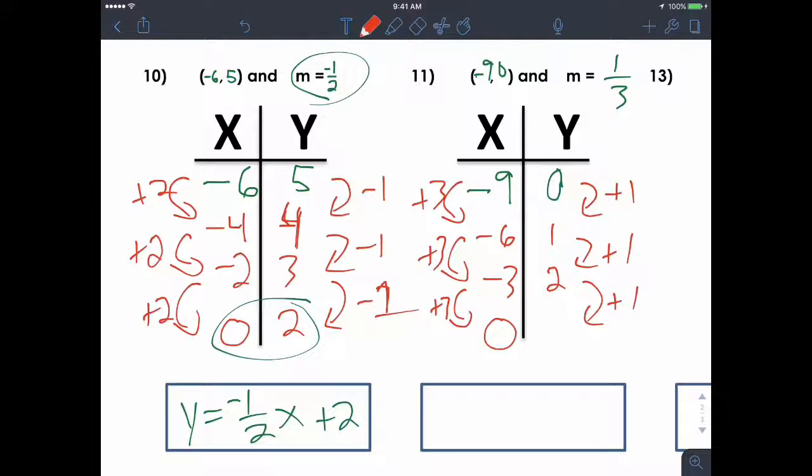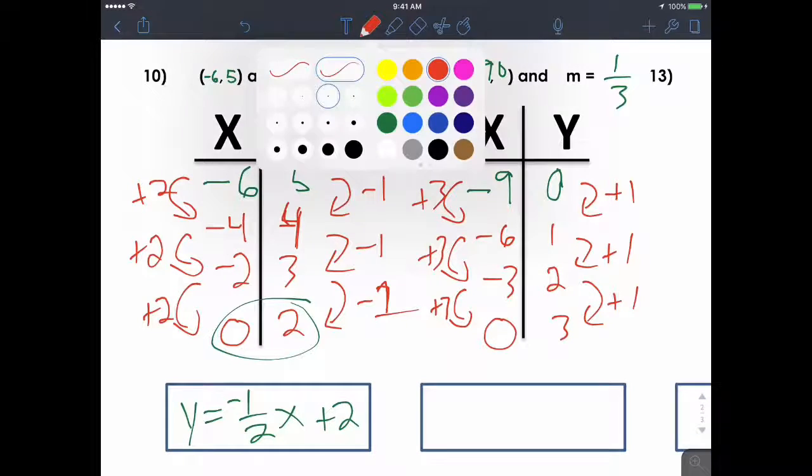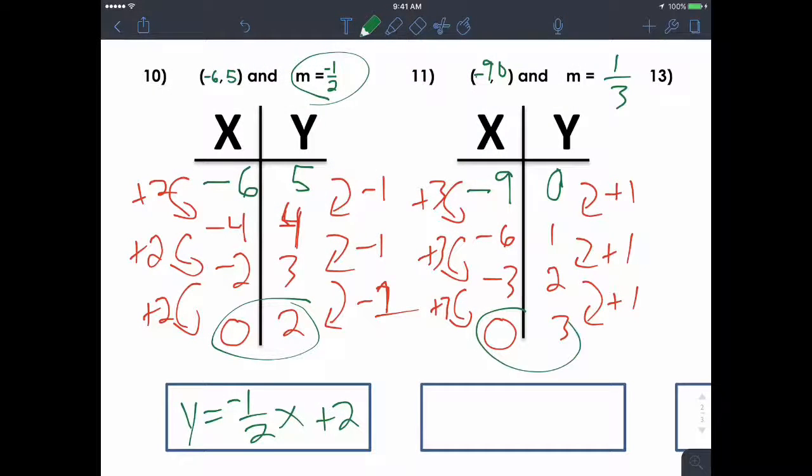If I add 1, that's going to give me 3. This right here gives me a y-intercept of (0, 3). Again, our slope is 1 over 3. So that's going to be y equals 1 over 3x plus 3.